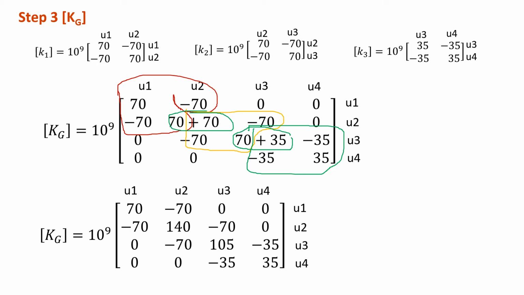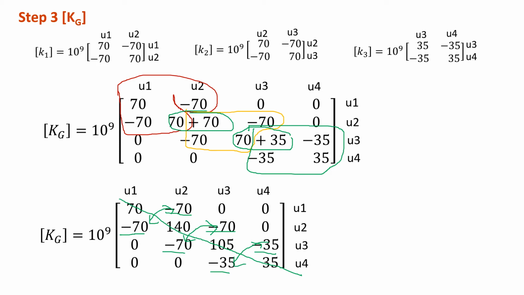Please take note, the stiffness matrix should be a symmetrical matrix. If here is negative 70, here should be negative 70. Here is the line of symmetry, so it should be identical. All the K matrices should be identical. It should be a symmetrical matrix.